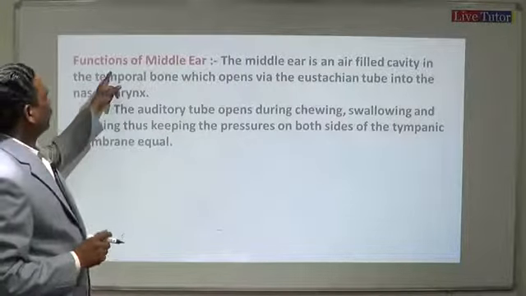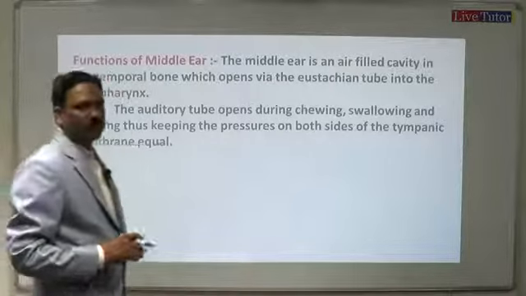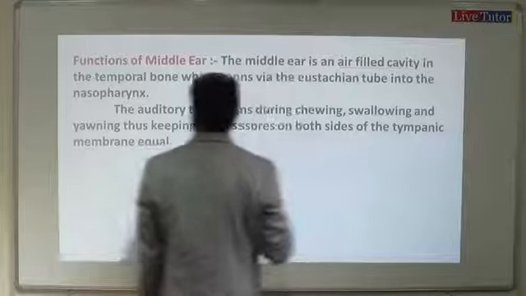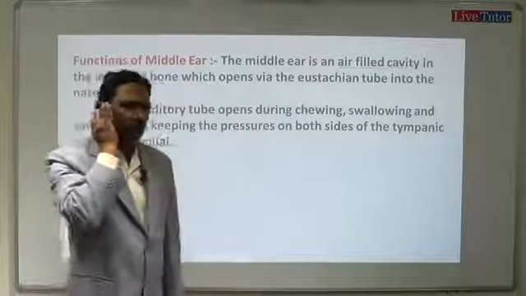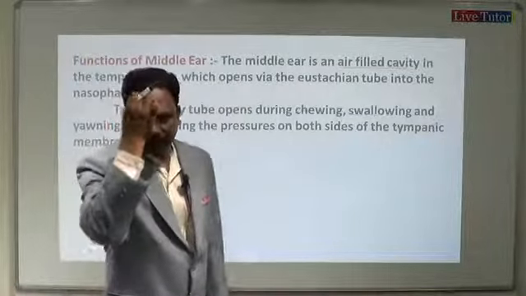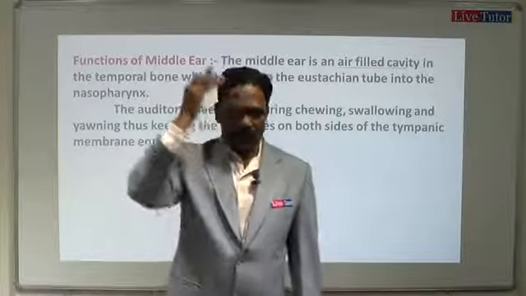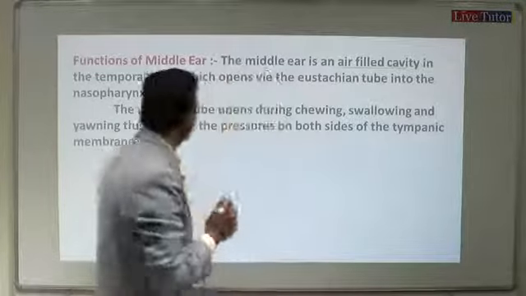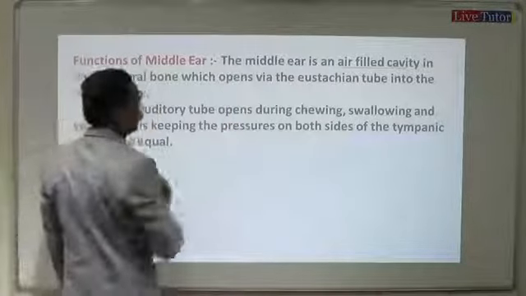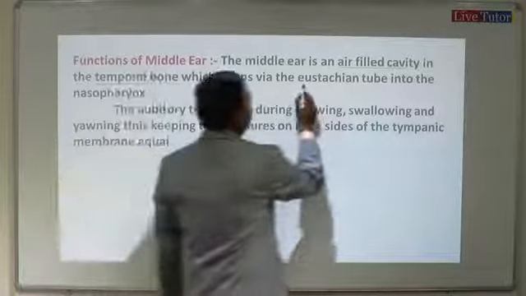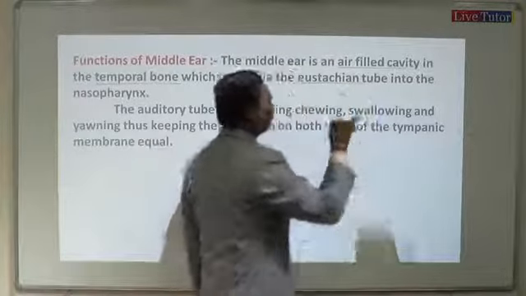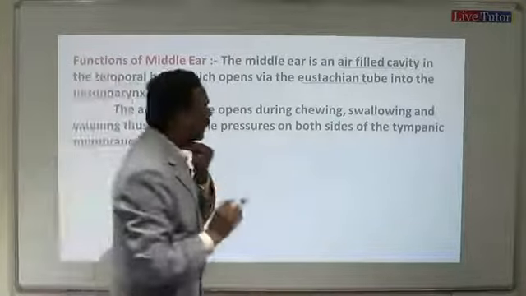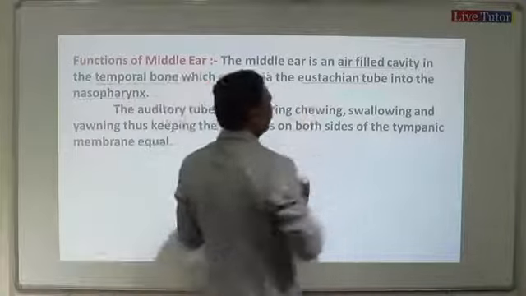So see here, now we know this is a function of the middle ear. Just see the slide. The middle ear is an air-filled cavity present in the temporal bone. The temporal bone, we know this: the frontal bone, the parietal bone, the temporal bone, etc. So it is present in the temporal bone, the bony labyrinth. And the middle ear is connected with the nasopharynx through one canal called the eustachian tube.